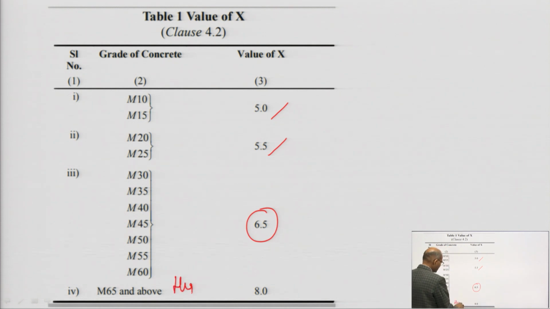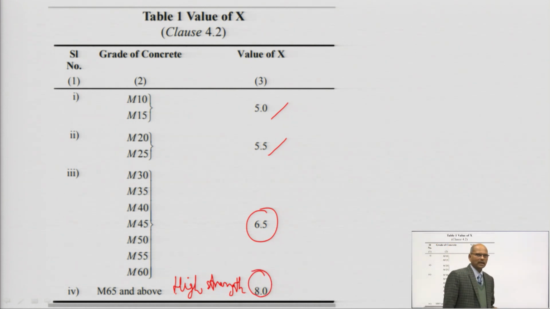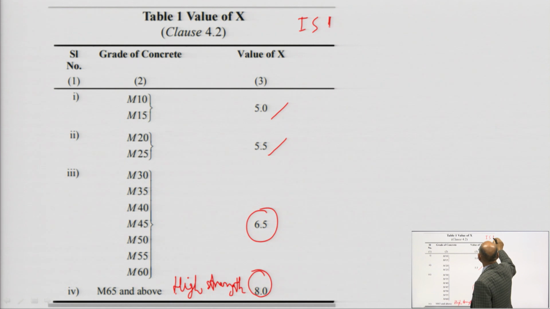So, if you are using the high strength category, high strength concrete, then minimum you have to increase 8. Okay. So, this data has been given in table number 1 of IS 10262 2019.